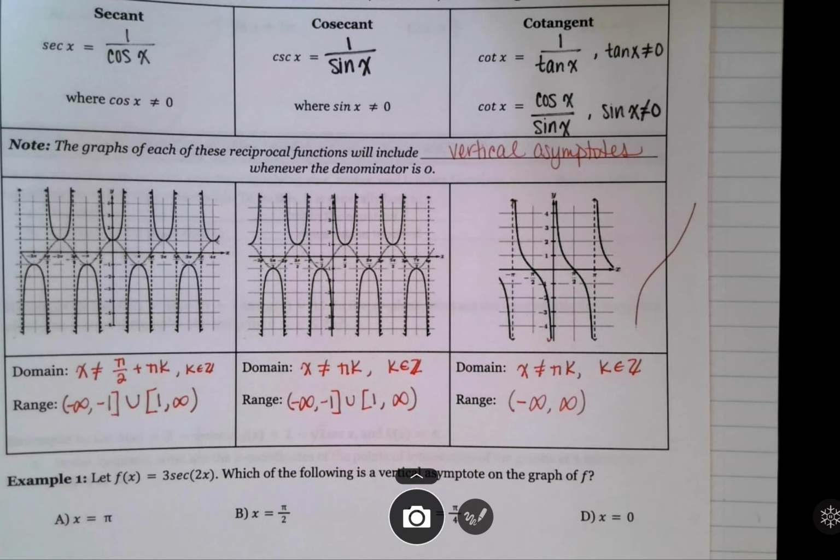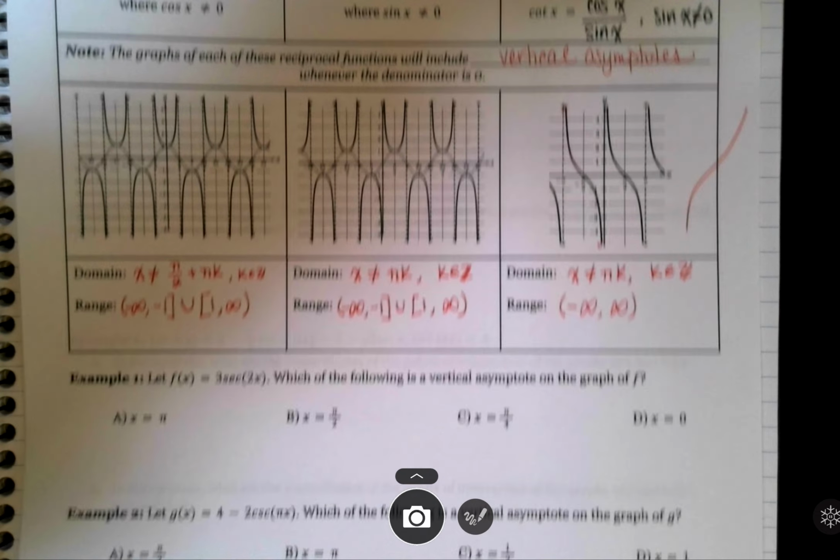So we're going to look at a couple examples together. So I'm going to scoot this up a little bit. So looking at example 1, it says let f of x equal 3 times secant of 2x, which of the following is a vertical asymptote for the graph of f.